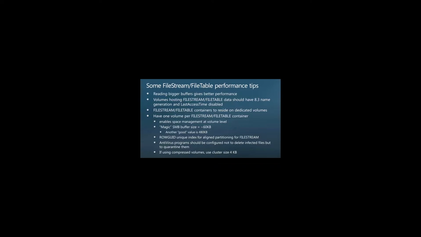And when you have one volume per FILESTREAM or FileTable container, then you can do space management at volume level. You can set your SMB buffer sizes to a good size. So, for example, 60K or 480 kilobytes, we found out, are good performance buffer sizes that you can set at the volume level. If you want to partition your FILESTREAM data, you should use a ROWGUID unique index to do aligned partitioning.